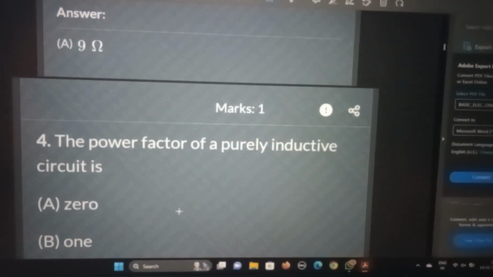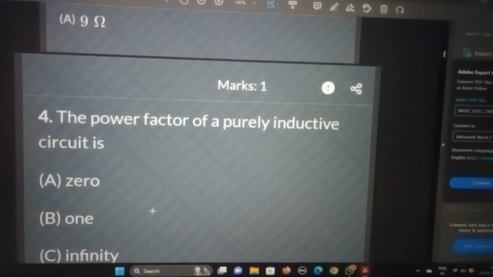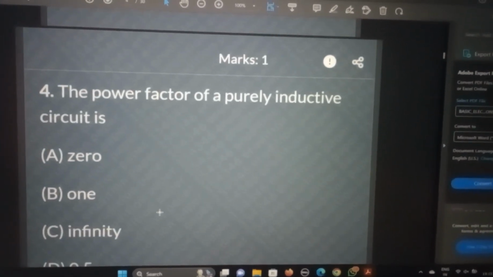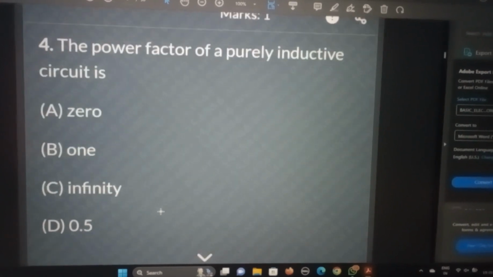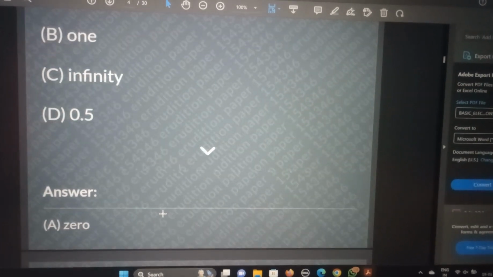The power factor of a purely inductive circuit is: option A, 0; option B, 1; option C, infinity; option D, 0.5. The right answer is option A, 0.